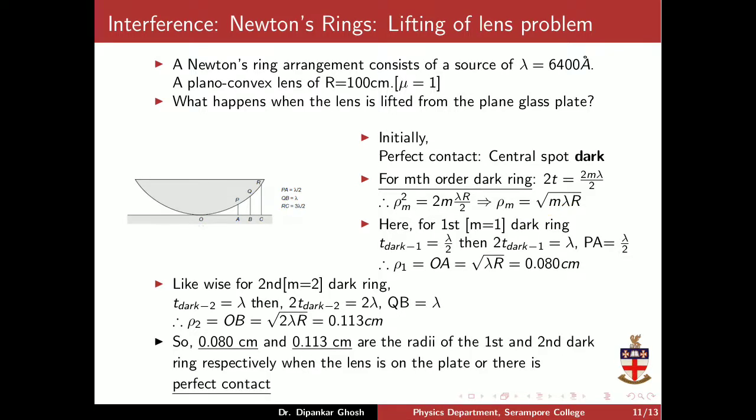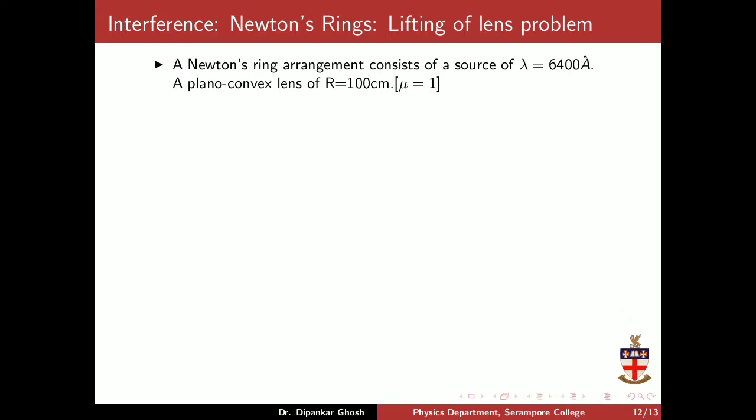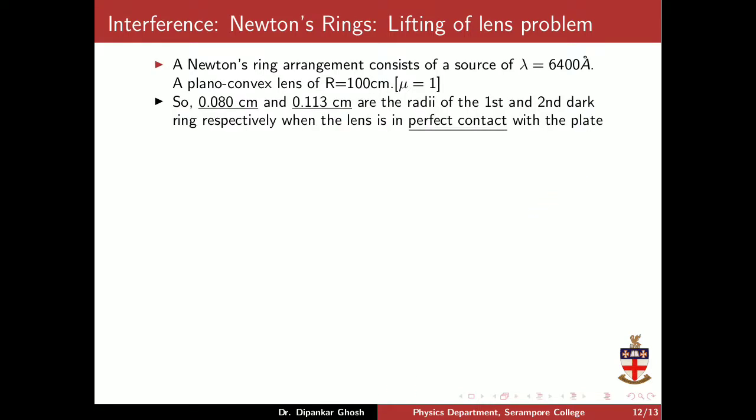Well, so 0.080 centimeters and 0.113 centimeters are the radii of the first and second dark ring respectively when the lens is on the plate, or there is perfect contact. Now, the same thing, we are using the previous result when the lens is in perfect contact with the plane glass plate.